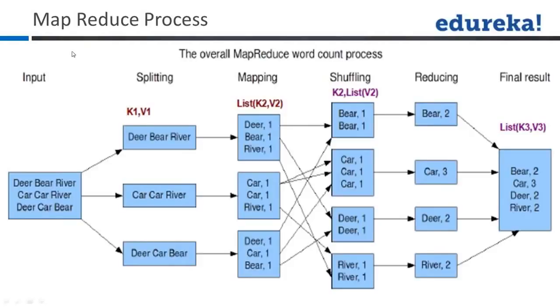You look at this example, can you see? Car is coming twice. So this is how it will be done. There is no calculation happening here. Yeah, like car.